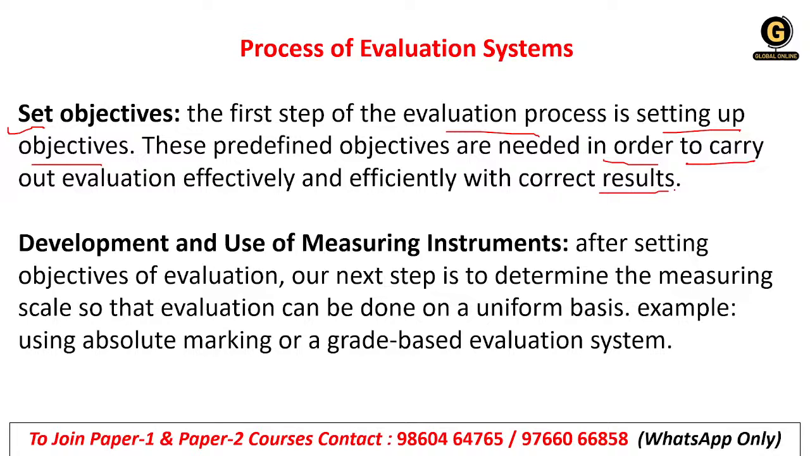Next is development and use of measuring instruments. Okay, once your objective is set, then you will choose the instrument or the tool for the evaluation. After setting objectives of evaluation, our next step is to determine the measuring scale so that evaluation can be done on a uniform basis. Example, using absolute marking or grade based evaluation system.